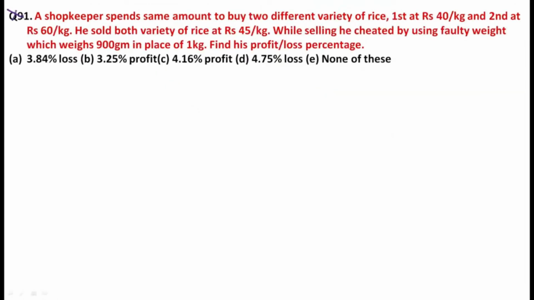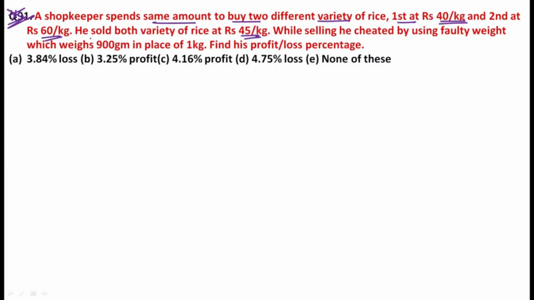Now guys, try this question too. A shopkeeper spends the same amount to buy two different varieties of rice. The first one is 40 per kg, the second one is 60 per kg. He sold both varieties at 45 per kg. While selling, he cheats by using a false weight, which is 900 grams in place of 1 kg. Find his profit or loss percentage.